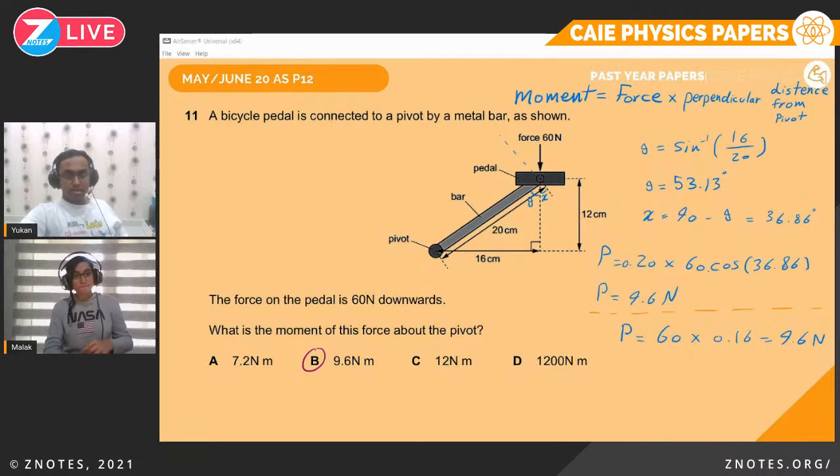Clear? Yep. So if in the exam they give you it right away, you don't have to think about it more. Just take the number that they give you that's perpendicular and slap it into the equation.